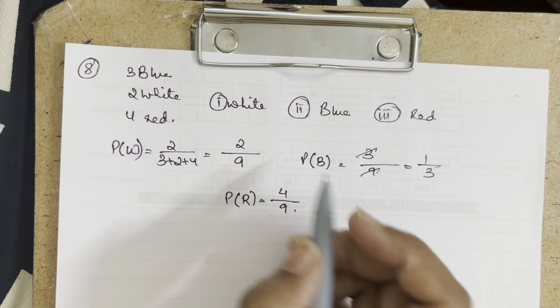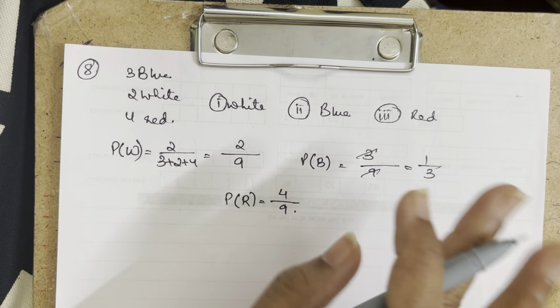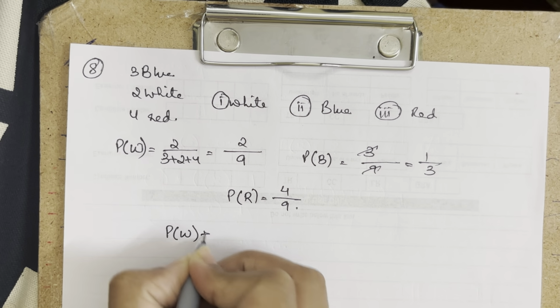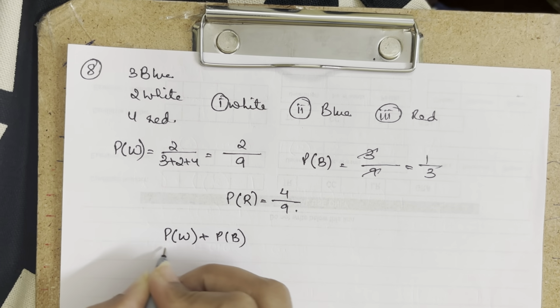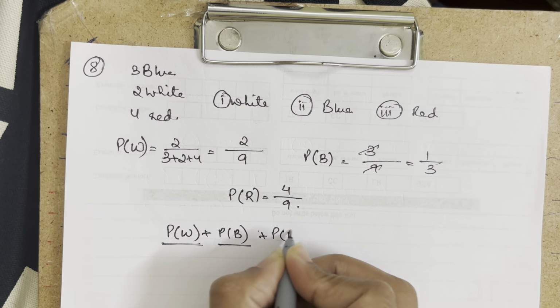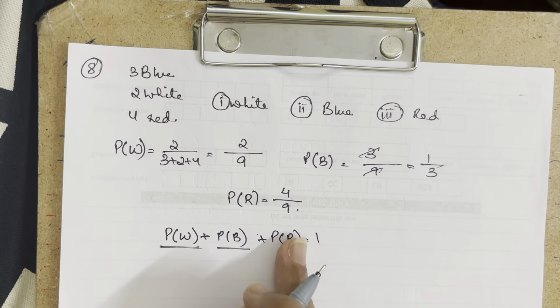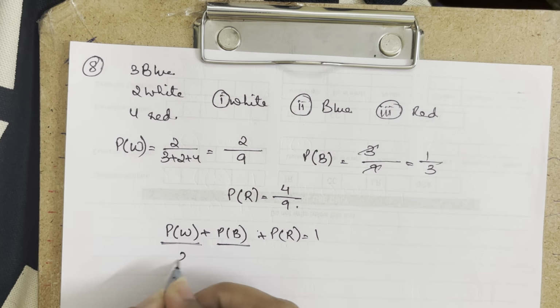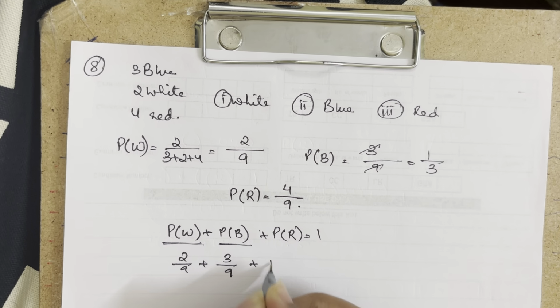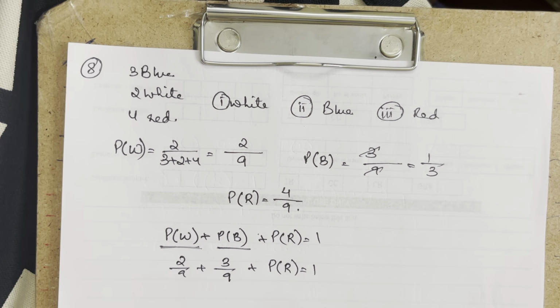Okay, now this is individually, when I'm finding it I can use this. But if I want to use the probability formula that the sum of all the probabilities is equal to 1, we found out for white, we found out for blue, we have to find for red. So I'm going to take the sum of all probabilities is equal to 1. So this was 2 by 9 plus this is 3 by 9 plus the probability of the red, which I do not know, is equal to 1.